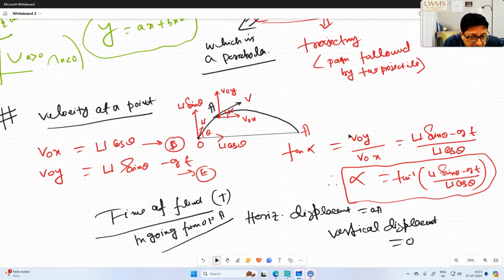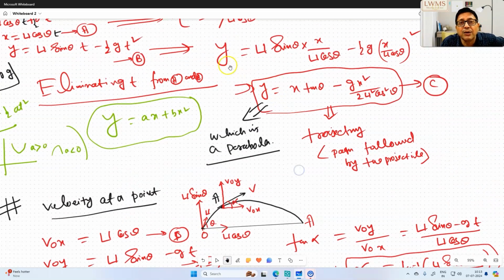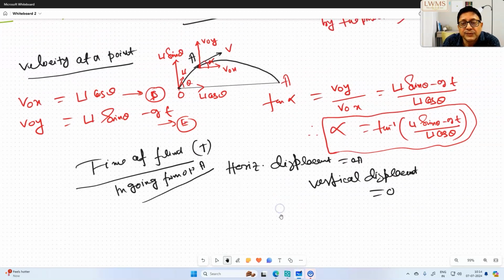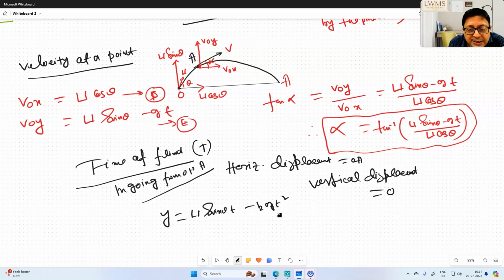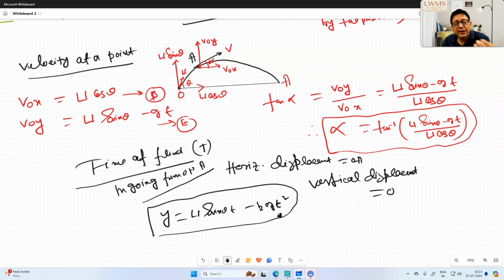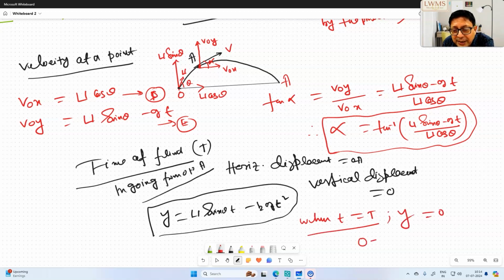I'll be taking the equation I have already used. The position along the y-axis is u sin theta t minus half gt square. This will help us to get that y. I'm writing here y equal to u sin theta into t minus half gt square. This is a general relation. Displacement along the y-axis, we can get in this manner for any instant. But when it goes from O to A, that is in time t equal to T, y equal to 0, no vertical displacement. So 0 is u sin theta into T minus half gT square.